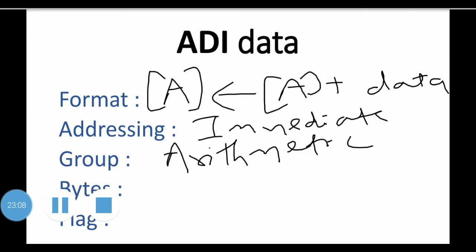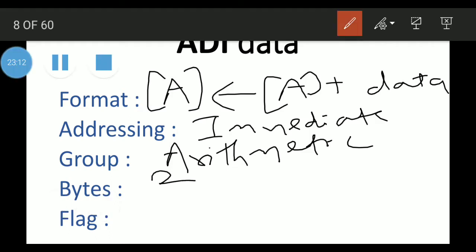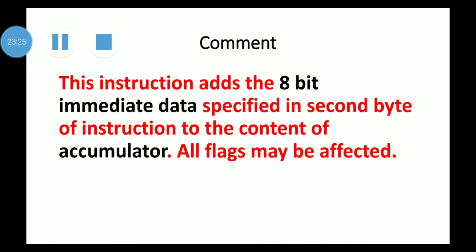It is a 2-byte instruction. Flags: all the contents of flags are affected. All. Let us see an example of this instruction. This instruction adds the 8-bit immediate data specified in the second byte of the instruction to the content of the accumulator. In this instruction itself, the data will be specified. See this example.